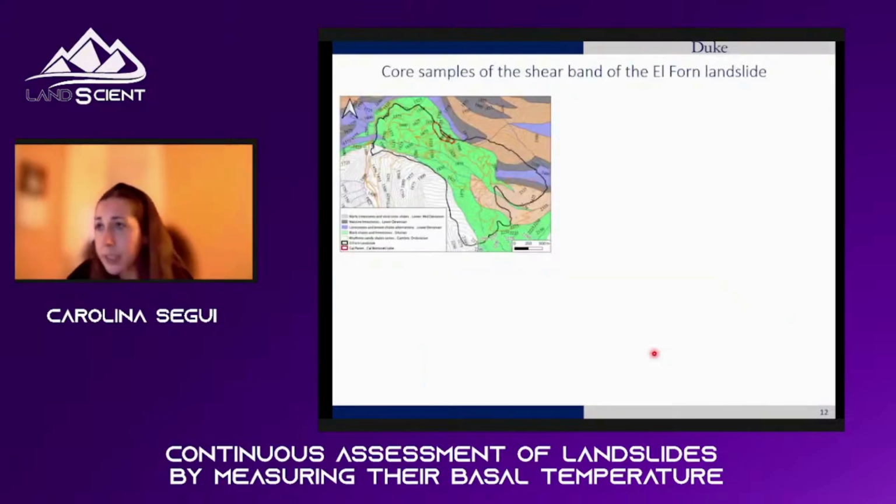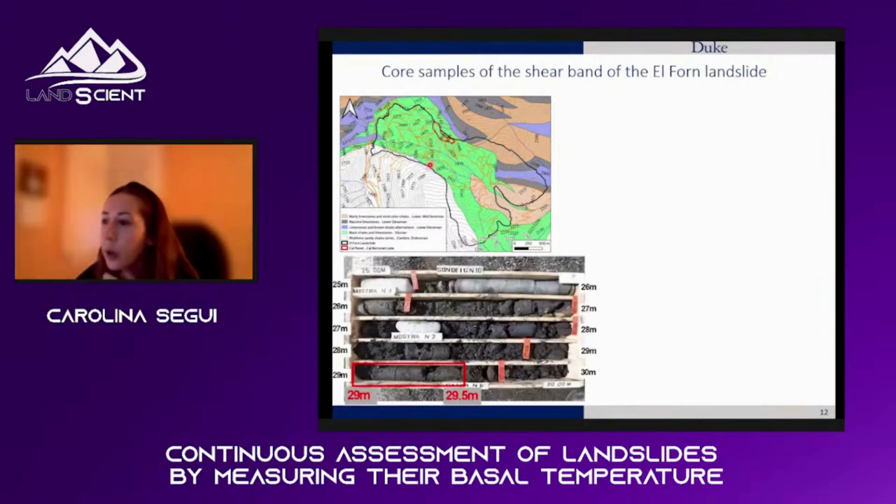So the material of this lobe is mainly formed by black shales and limestone of the Silurian period. And here we have the core samples that we have tested in the laboratory, and where we have found, apart from the inclinometer data and the experimental test that I will show later, that the shear band is between 29 and 29.5 meter depth.